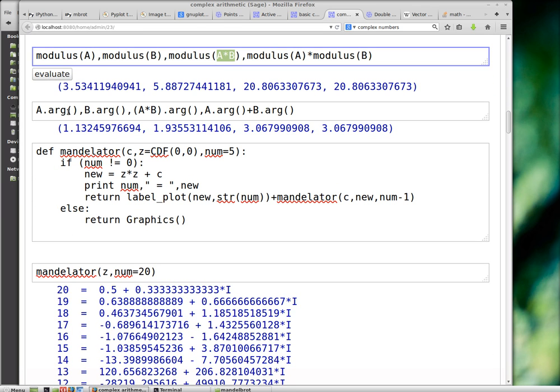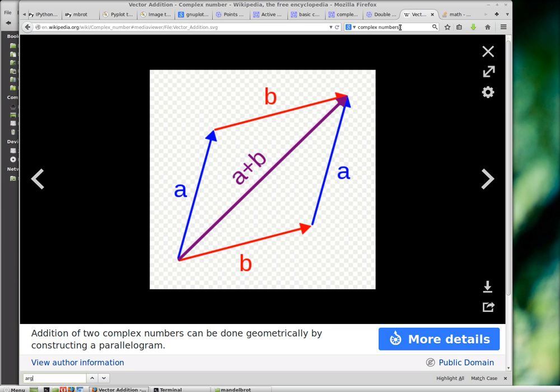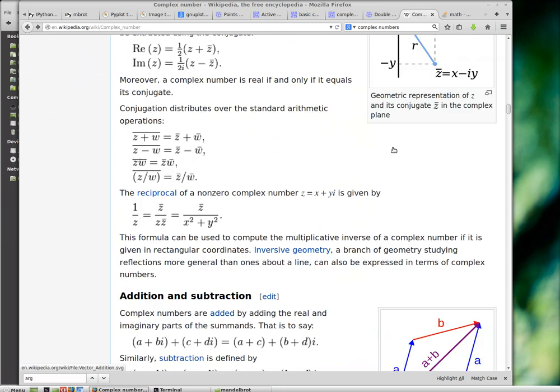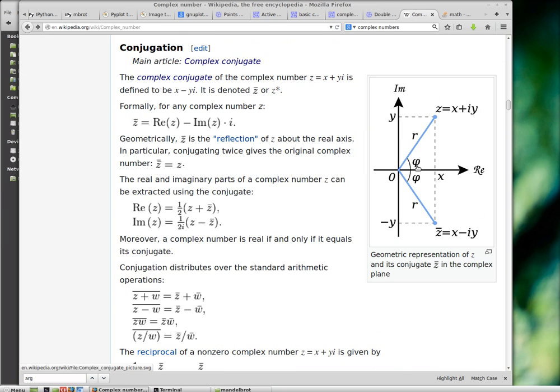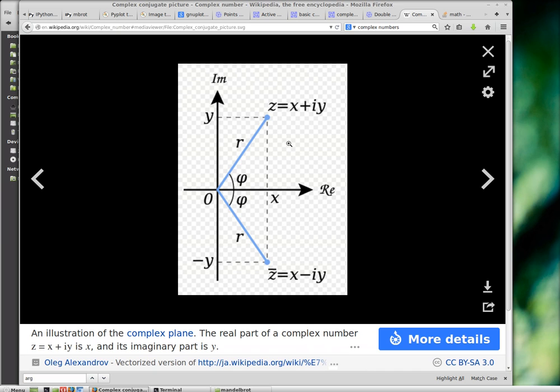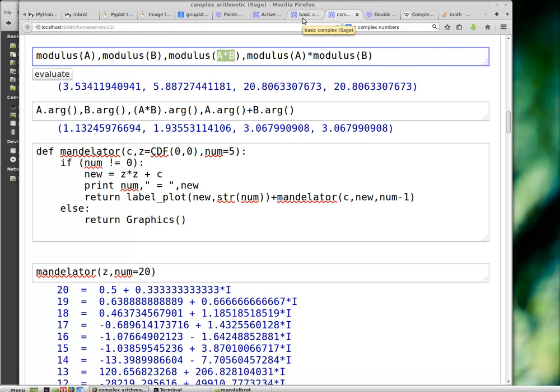This word arg is short for argument, and it's just a fancy word for the angle that the point in the plane makes with the x-axis. And I'll show you, if you'll let me go back to this article on the complex numbers. This letter phi is the argument. So here you have z is some complex number. Phi is just the angle that this vector makes with the x-axis, or what they're calling the real axis. So that's it. And where was I? Right here.